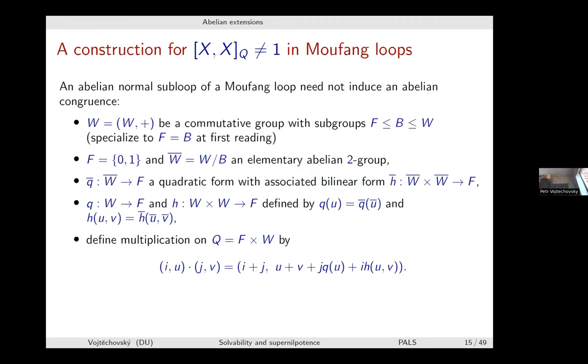The next two slides present the example. I will not go into much detail, but basically what's happening is that you start with the two-element field, and you have an elementary abelian 2-group, which is a vector space, and you have some quadratic form. And anytime you have a quadratic form, you have the associated bilinear form, right? I didn't put it on the slide, but h(u,v) is Q(u+v) minus Q(u) minus Q(v). So that's the associated bilinear form from the theory of vector spaces with forms. And then on the direct product, you can define some multiplication. Here it is. It's not important for the purposes of the talk what it is.